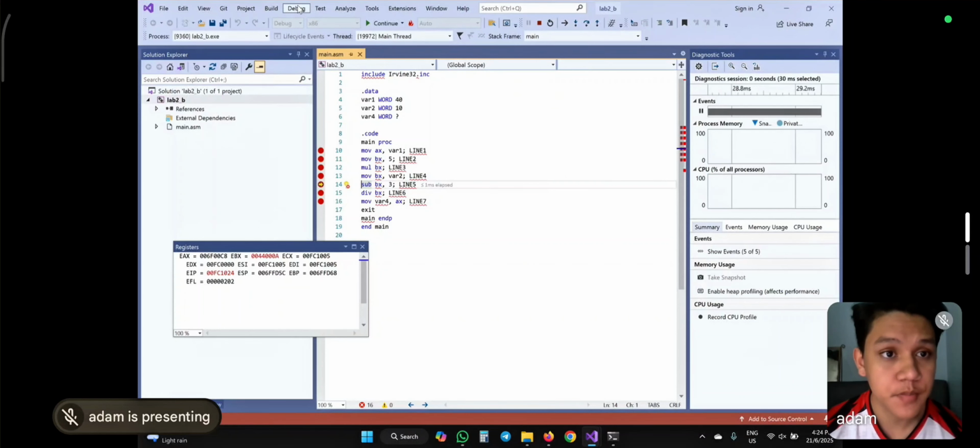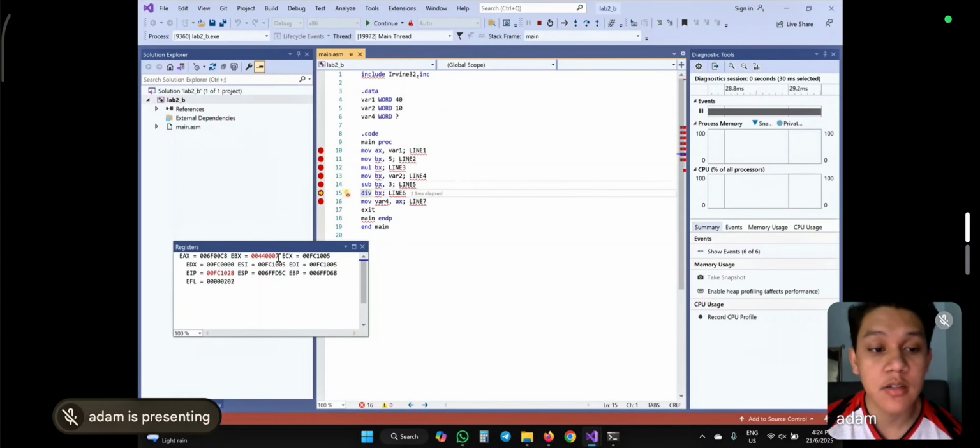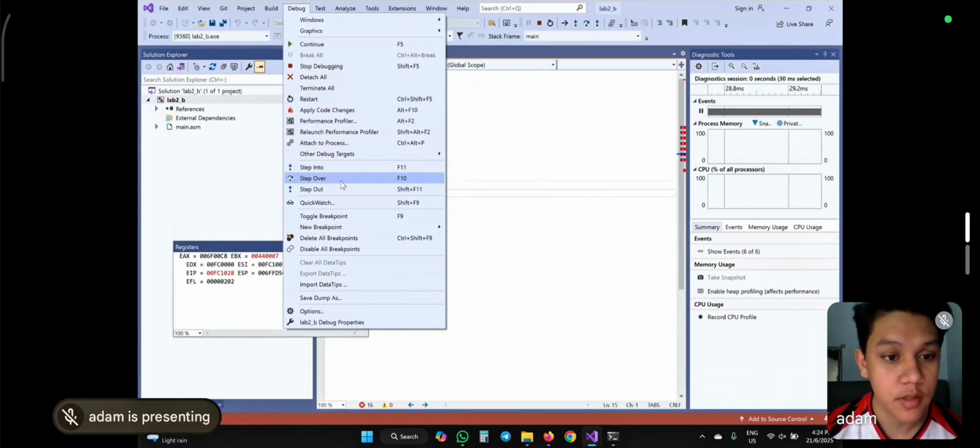And then let's step over again. The value of EBX has changed once again into 0007 hexadecimal. This is because in line 5 we are subtracting 3 from the value of the BX register, which was previously 10 decimal. So 10 minus 3 is 7 decimal, and 7 decimal in hexadecimal is 0007 hexadecimal. Okay, so now we are going to step over.